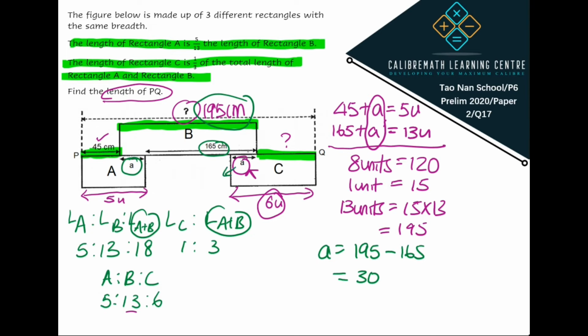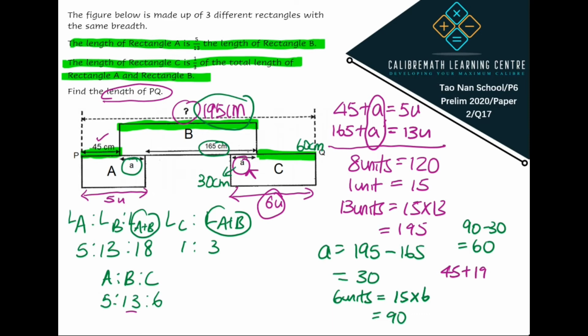Now once we know that this A here represents 30 cm, we can find the question mark over here by using 6 units, which is 15 times 6, and that gives us 90. And then using 90 to take away the 30, and that gives us 60. So let's label this part here to be 60 cm. Now once we have the values of these 3 parts, we can add them together. 45 plus 195 plus 60, and that gives us 300 as the answer. So the answer for the length of PQ is 300 centimeters.